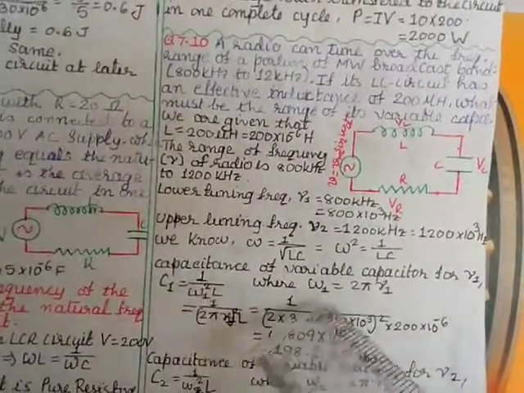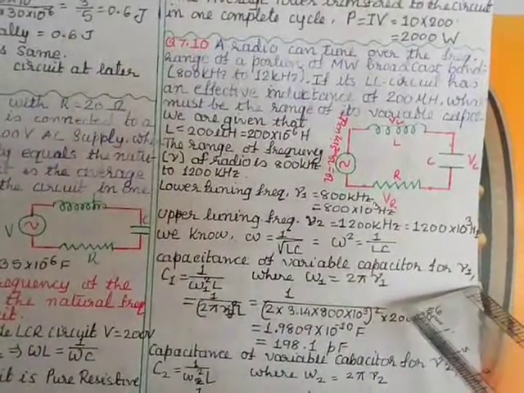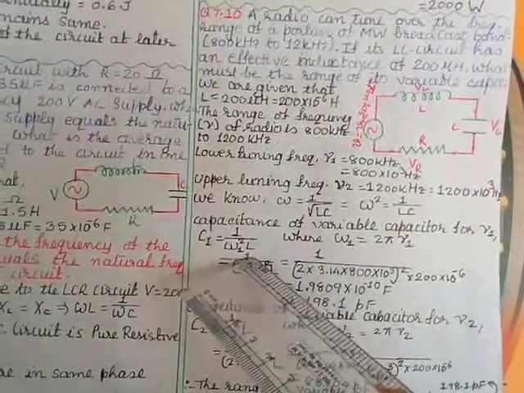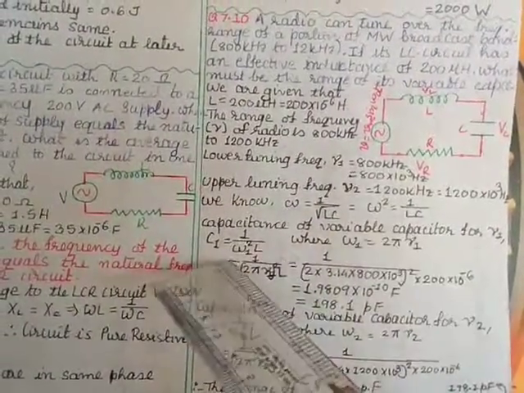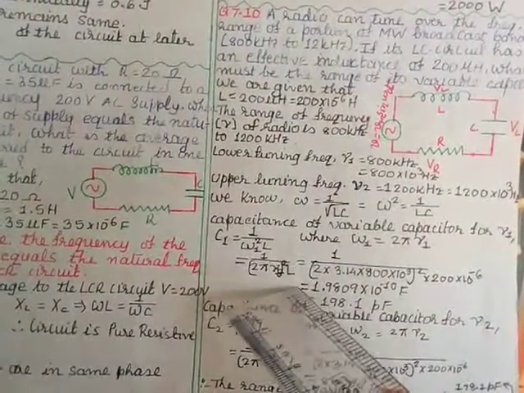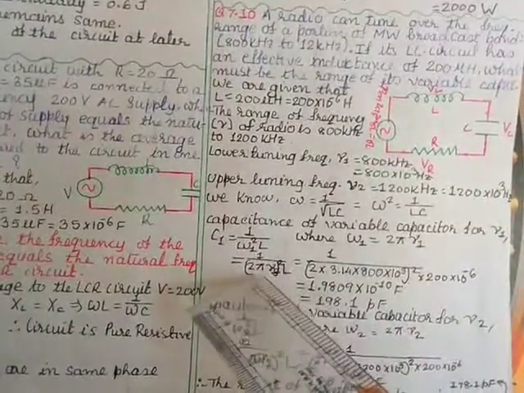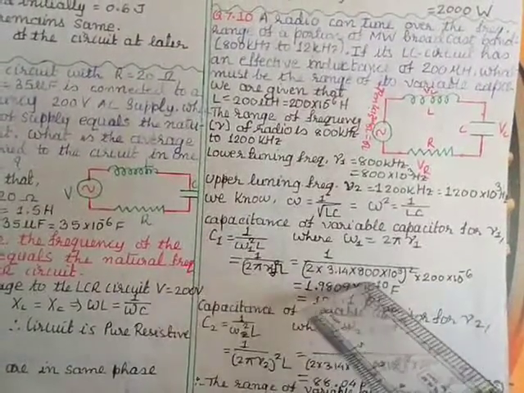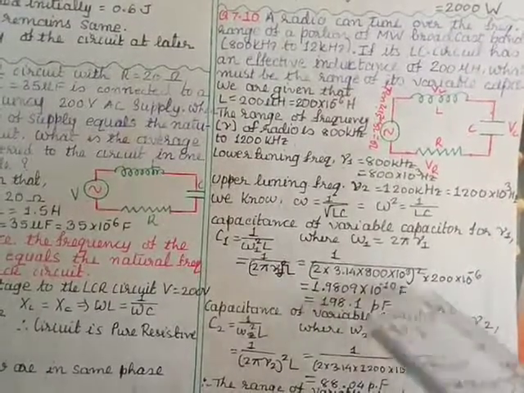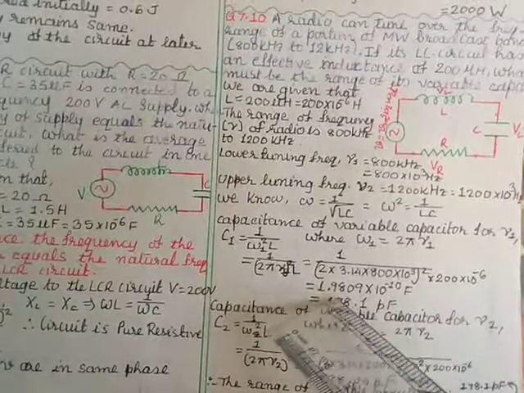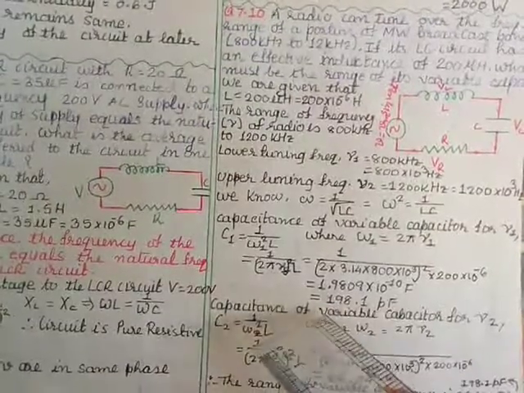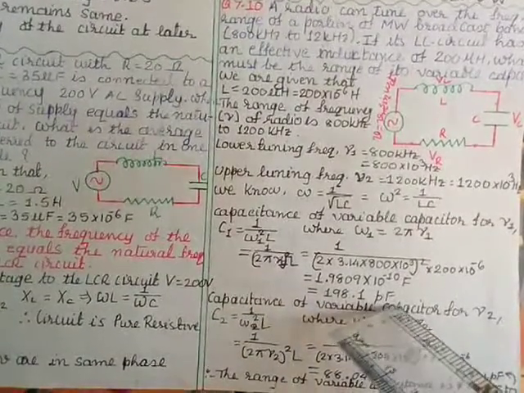Capacitance of the variable capacitor for nu1, that is the lower tuning frequency. C1 is equal to 1 by omega 1 square into L. This is just rearranging the formula. Omega 1 is 2 pi into nu1, so put here (2 pi into nu1) whole square into L. Put all the values: 1 divided by 2 as it is, pi is 3.14, nu1 is 800 into 10 to the power 3 whole square, and L value is 200 into 10 to the power minus 6. When you simplify you get 1.9809 into 10 to the power minus 10 farad. This can be written as 198.1 picofarad.